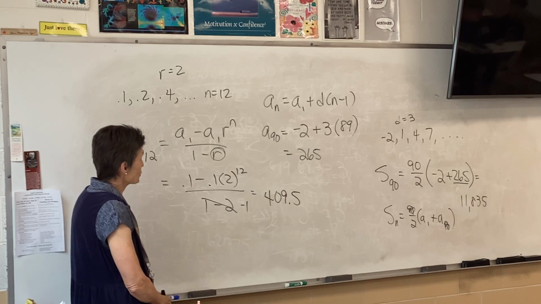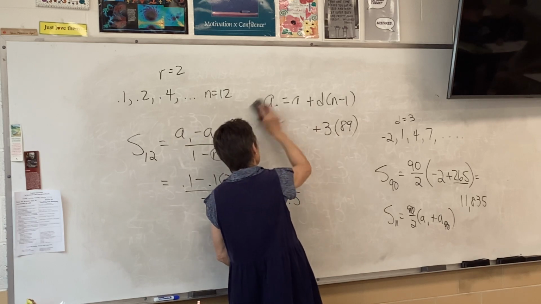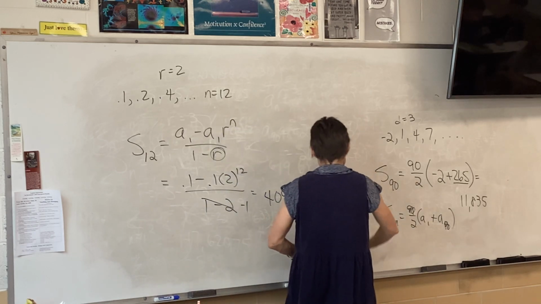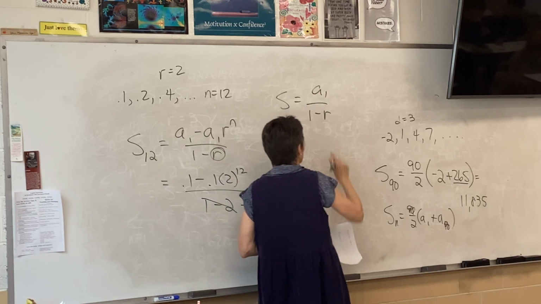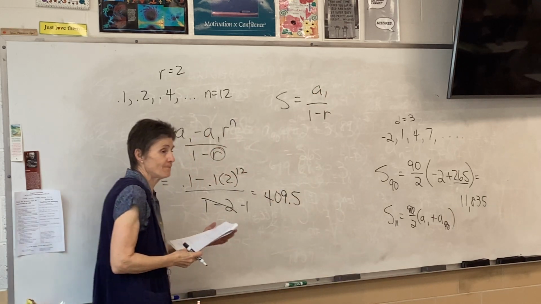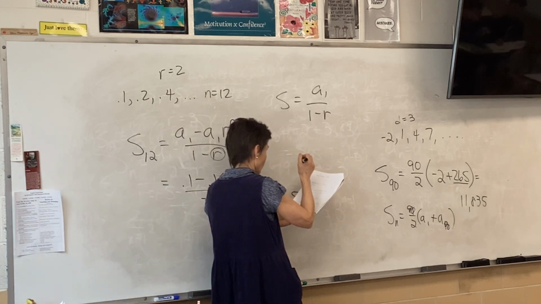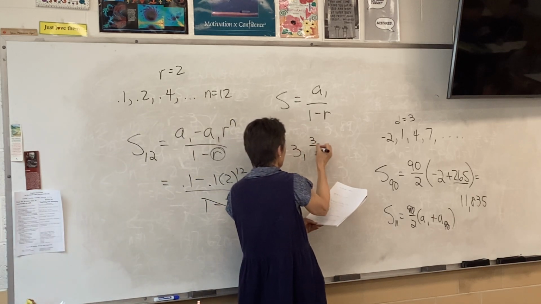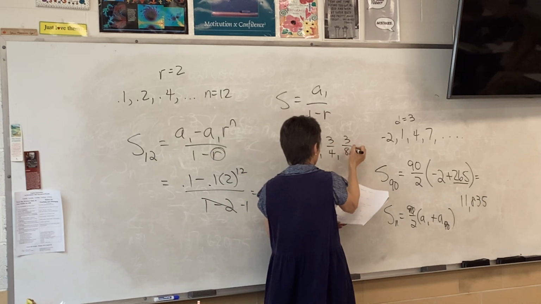Alright, so of the formulas that I listed on the board at the beginning of the period and the other day, we haven't used this one yet. This is our infinite geometric series. This is the formula that we use when our sequence goes on and on and on.